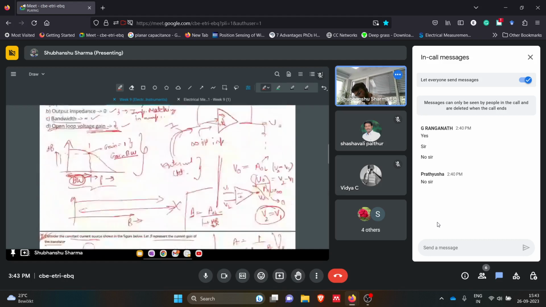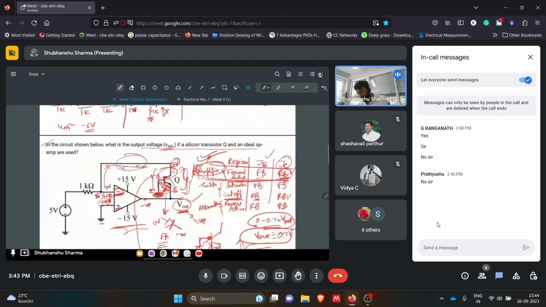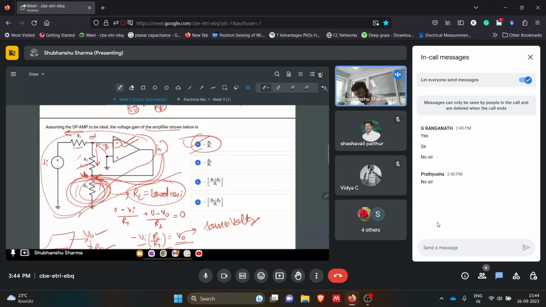So earlier what we saw was a constant current source. See, this one was a constant current source. We realized this using a transistor. Now we saw another thing, which is a constant voltage source.